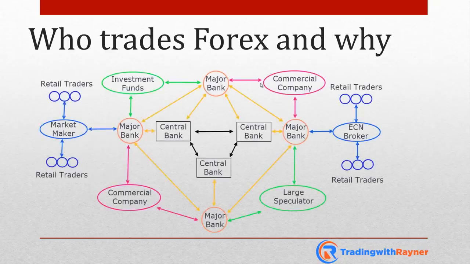As you can see over here, this is roughly how the network of the forex market looks like. In the center, the ones who do the bulk of the transactions are central banks and the major banks. Then you have the investment funds and corporations who are trading with the banks, and then finally retail traders like you and me, who trade in the market as well.